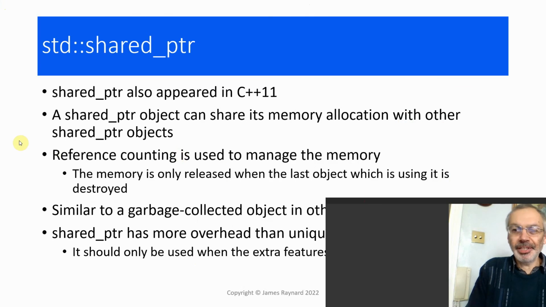There's one other main smart pointer in C++11, which is the shared pointer, and as the name suggests, this can share the allocated memory with other shared pointer objects, but it is still encapsulated inside the class and can only be accessed via member functions. The sharing is managed by something called reference counting. If you're not sure about that, then I have a video on that later on. This means that the memory is only released when there are no more objects which are sharing it, so the last object which is destroyed will release the memory.